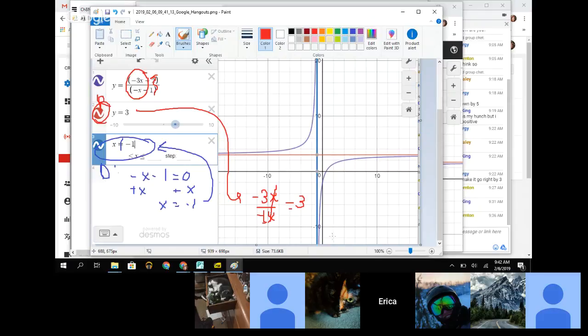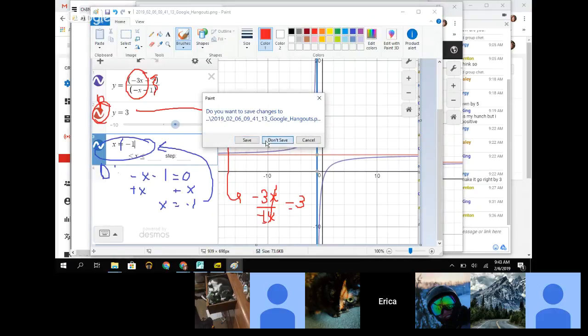Super exciting, right? No, I think it's actually pretty cool. I really like graphing rational functions. I think they make sense. You're like, oh, okay, I got this. But wait, there's more.